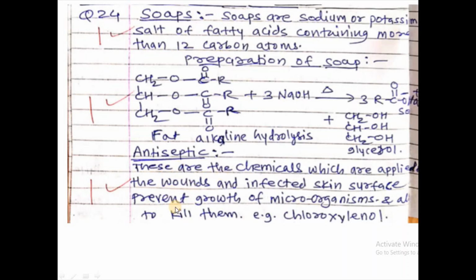Antiseptic: what are antiseptics? These are the chemicals which are applied to wounds and infected skin to prevent the growth of microorganisms. That means these are directly applied on the surface of skin to kill the microorganisms, and the example is chloroxylenol. We only have to write the definition, and it is not necessary to write the example.